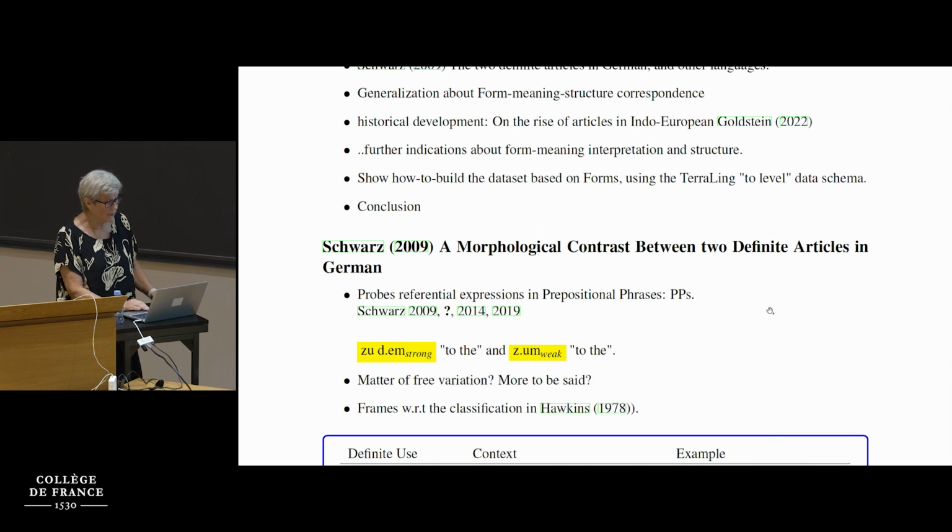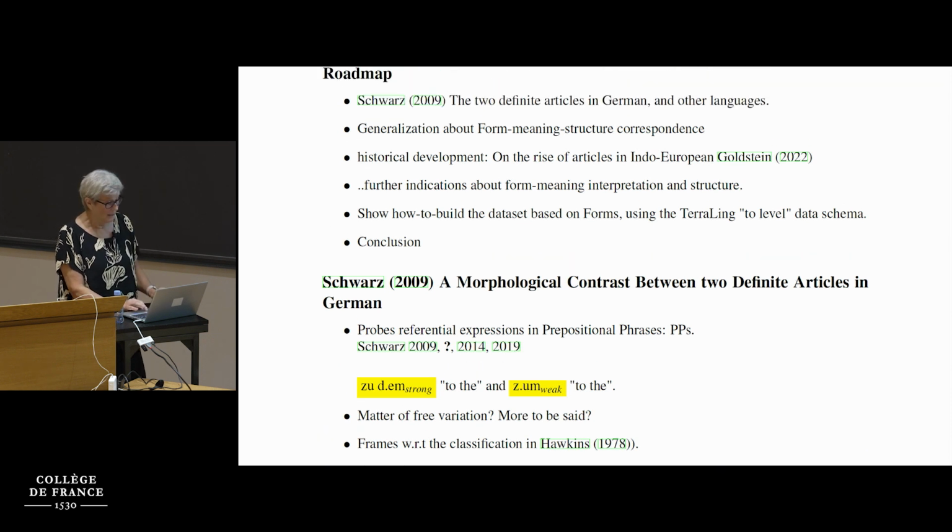Okay, so here is where I'm going to go. Schwarz: there are two different determiners in German and other languages. This gives a generalization about form, meaning, structure correspondence. Then I'll talk about the historical development and the rise of articles in Indo-European, and give further indications about form, meaning, interpretation, and structure. And then finally, I will show how to build the data set based on forms. All right.